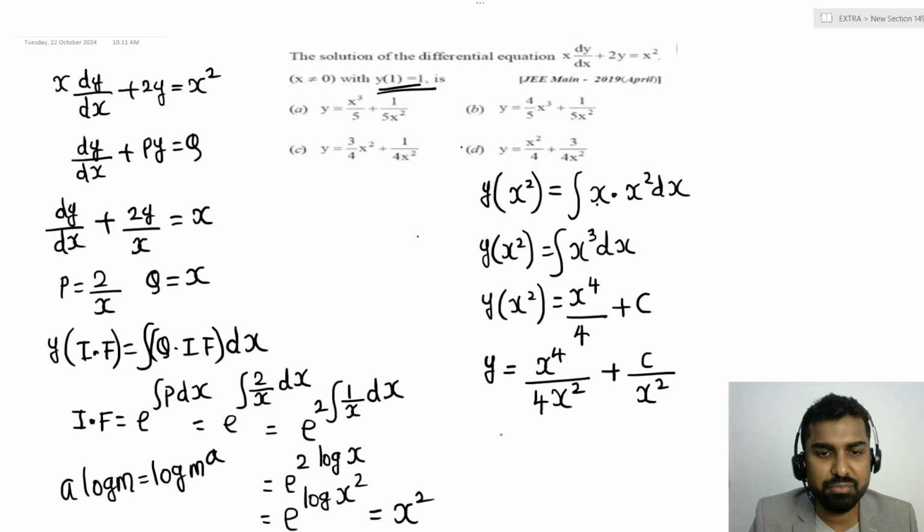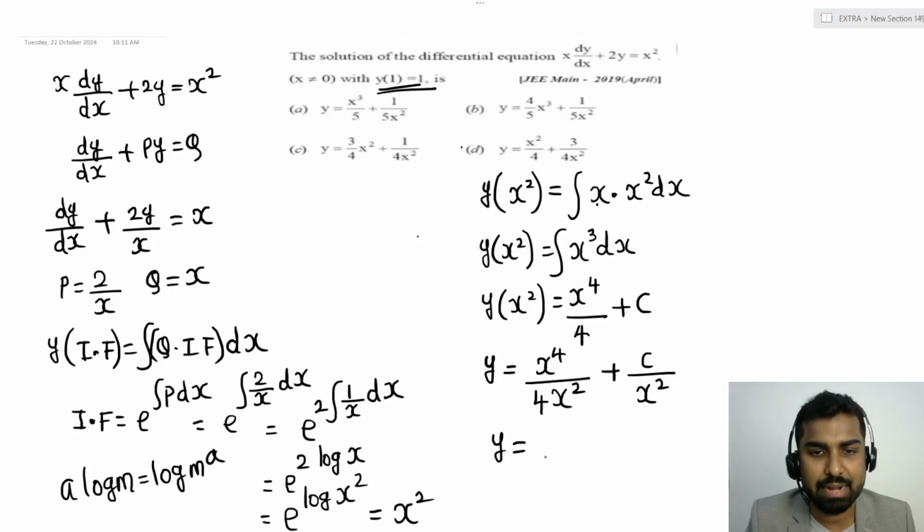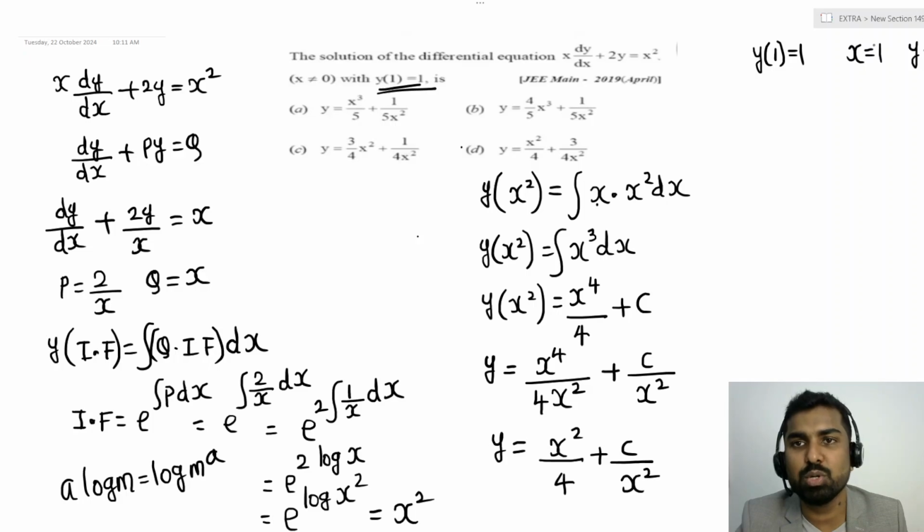So the simplified form of the solution of this differential equation is y equals x square divided by 4 plus c divided by x square, after cancelling x power 4. Now we want to find the particular solution by applying the initial value condition. They gave y of 1 equal to 1, which means when x equals 1, y is also equal to 1.